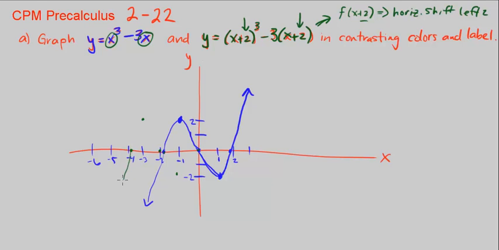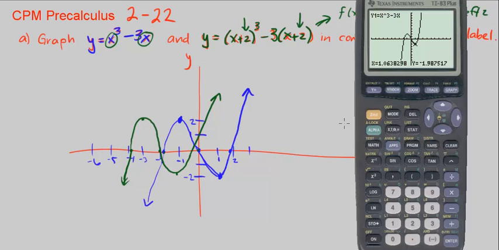So even before I graph this in my calculator again, I know that it's basically going to look like this, okay? So it's the same thing shifted over 2 units to the left. So let's go ahead and graph this one.